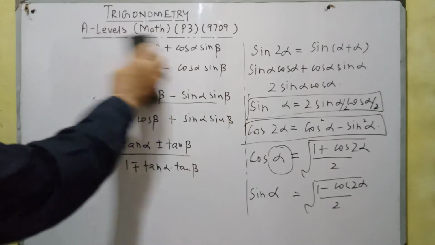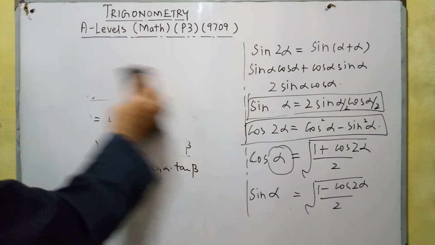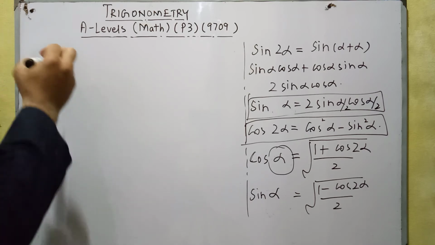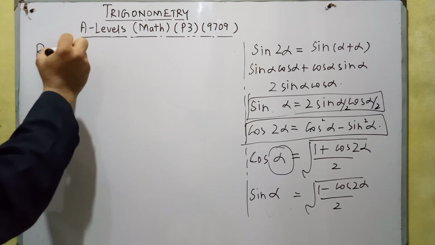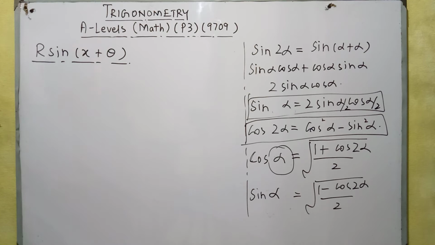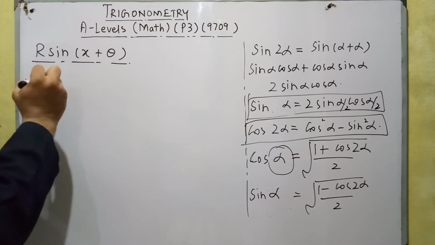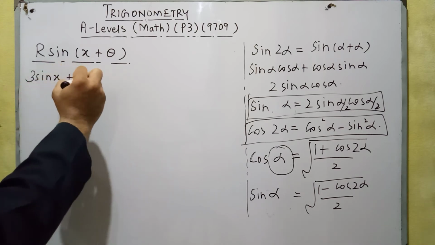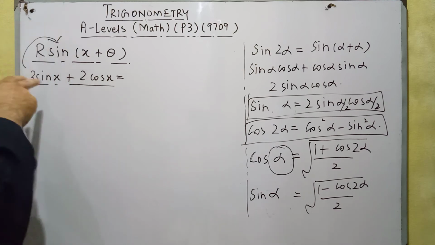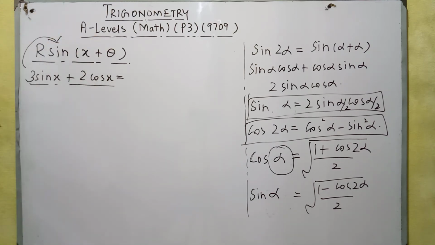It is basically the modification of a function which will help in the solution of any trigonometric equation. We can write any trigonometric expression into this form: r sine (x plus theta). For example, if we have a function 3 sine x plus 2 cos x, and we need to convert this expression into this form, how will we convert this?